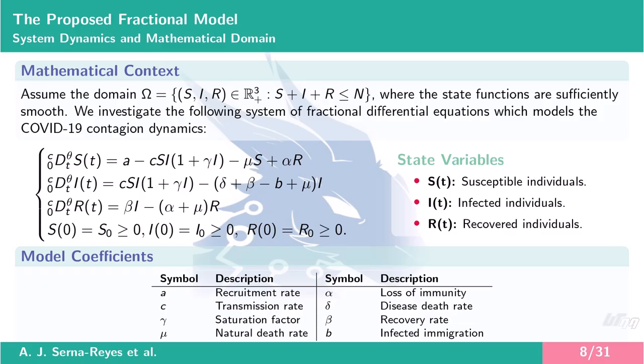The Caputo fractional operator of order theta appears on the left-hand side of each equation, incorporating the memory of the process into the dynamics. On the right-hand side, the nonlinear term describes the biological mechanisms of transmission, recovery, and immunity loss. The domain omega ensures that the total population remains bounded, and the state variables stay non-negative. The epidemiological interpretation of the main interaction terms is discussed in the next slide.